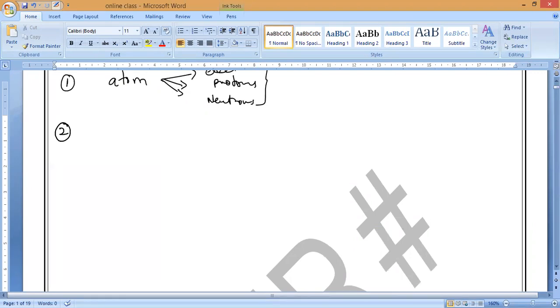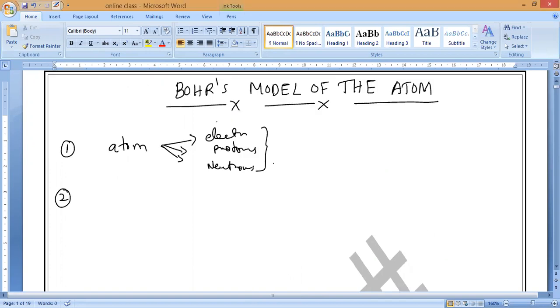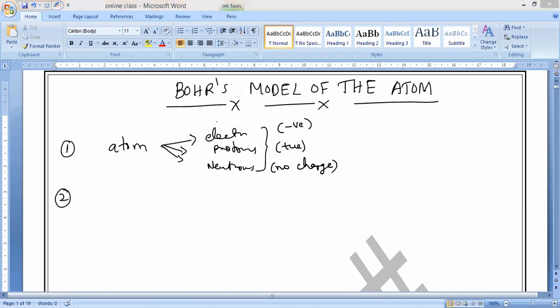Next, he also spoke about the charges. What is the charge of the electron? Electrons have a negative charge, protons have a positive charge, and neutrons having what, guys? Neutrons are electrically neutral, because they have no charge. That is what we have studied. Protons have a positive charge, electrons have a negative charge. Yes, Tamil Selvan, that is the first point we have studied.